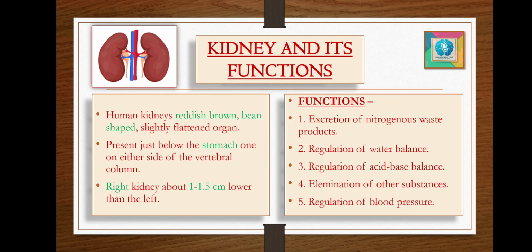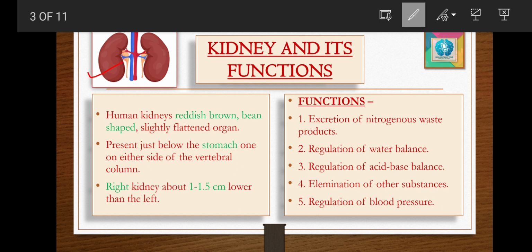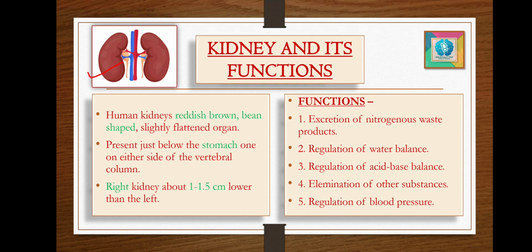So first, we are going to discuss about the kidney and its functioning. The human kidneys are reddish brown and bean-shaped, slightly flattened organs as shown in this picture also, which are present just below the stomach, one on either side of the vertebral column, and they are protected by the last two ribs. Due to the shape of the liver, the right kidney is about 1 to 1.5 centimeter lower than the left one. Each kidney is about 11.25 centimeter long, 5 to 7.5 centimeter broad, and 2.5 centimeter thick.